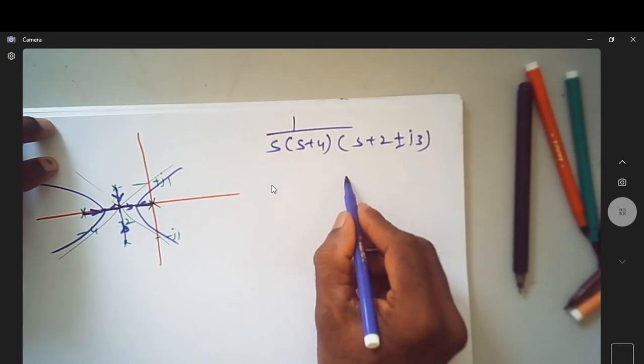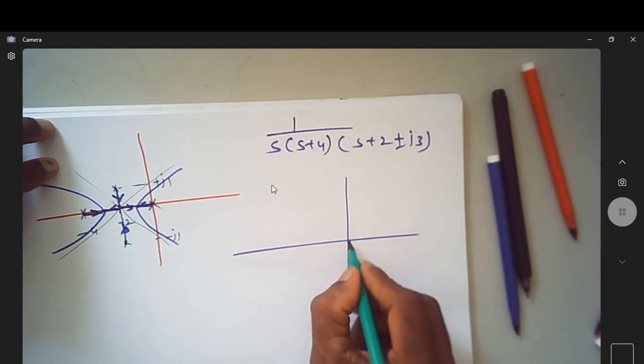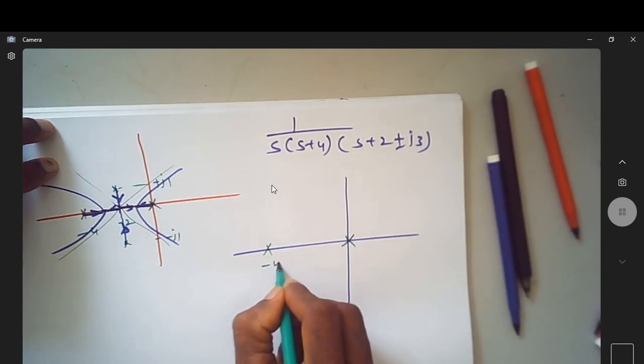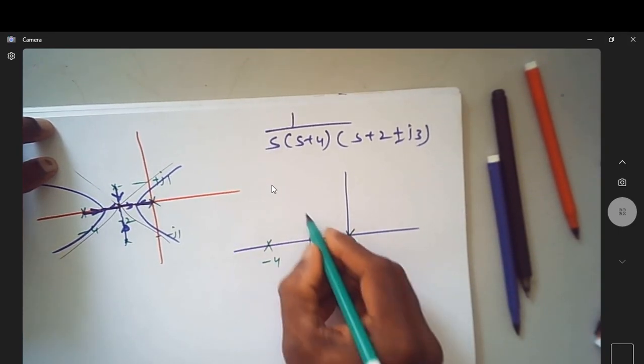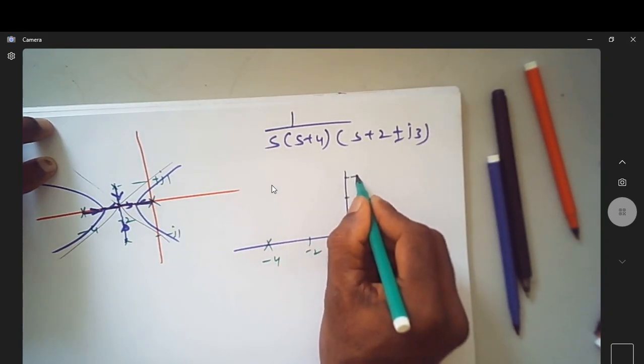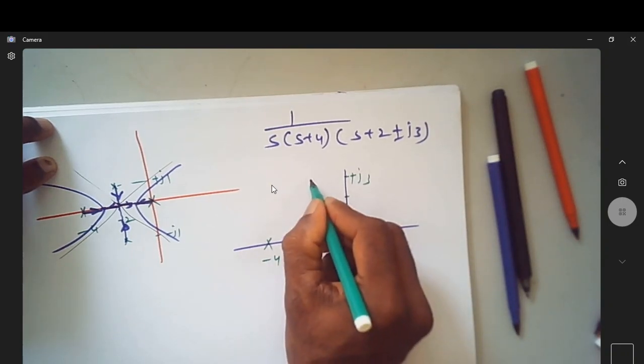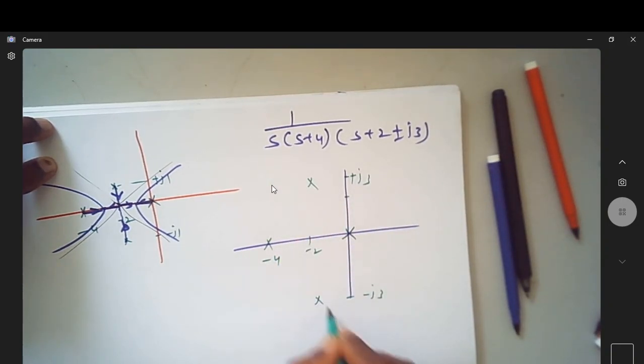So now what you have is, this is my pole, this is my other pole, this is minus 2. Instead of having it at minus 2, I will put it at plus j3 and minus j3. It is a bit above.